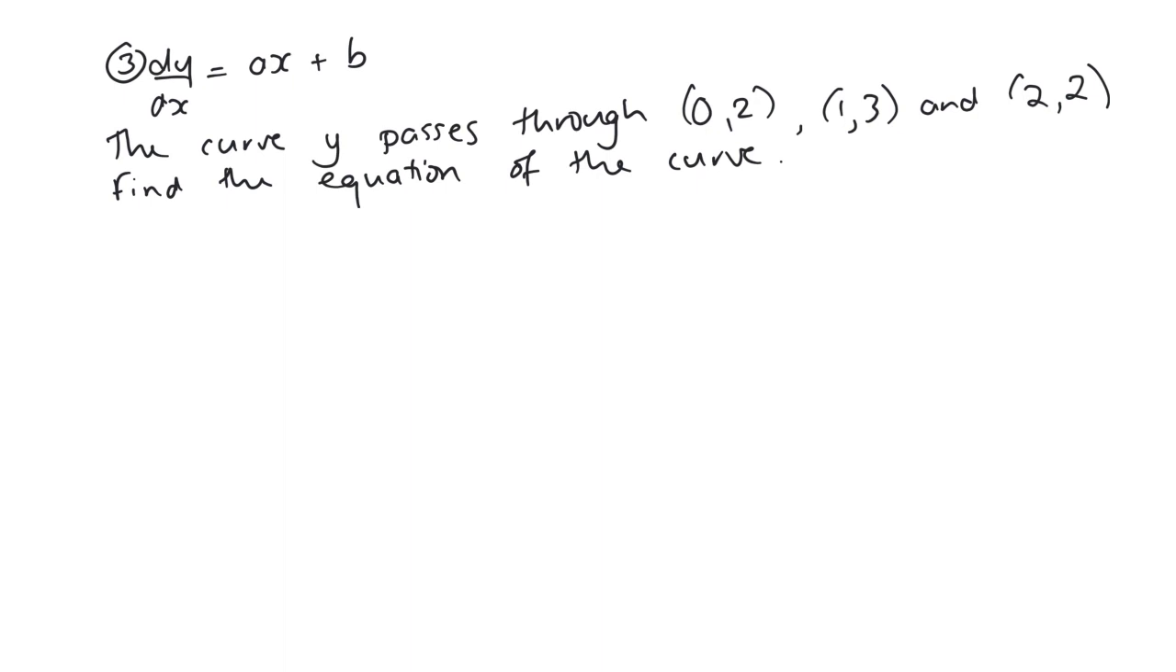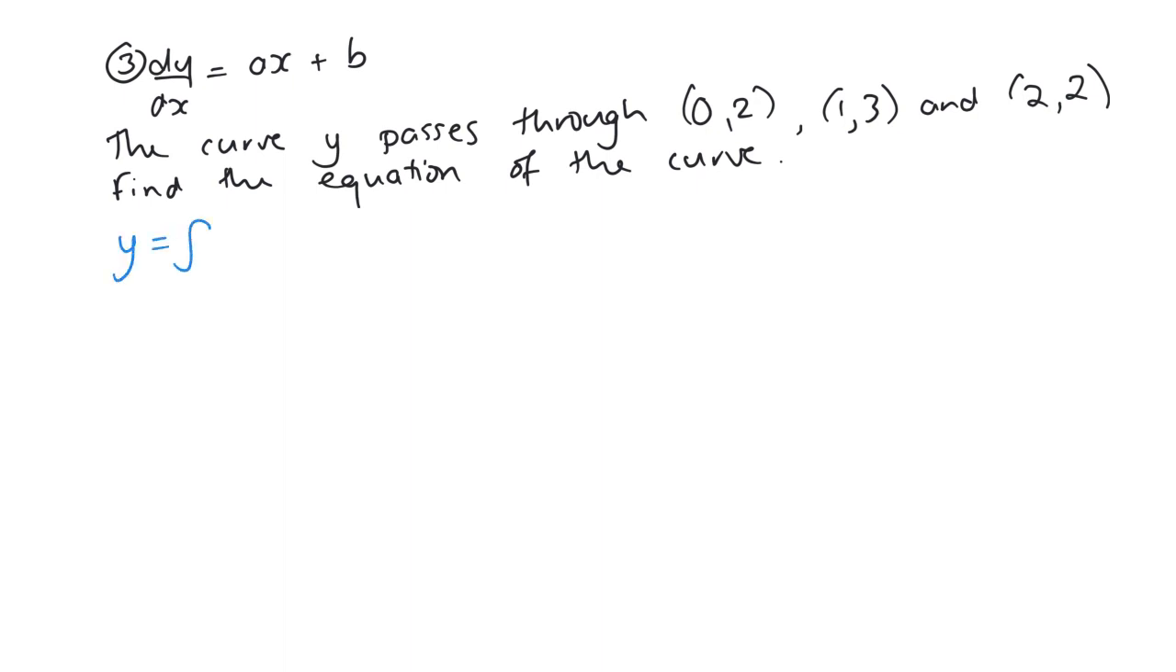Third one now, just slightly more complicated. dy by dx, a gradient function, equals ax plus b. And this time it tells us the curve y passes through these 3 points, (0, 2), (1, 3), and (2, 2). Find the equation of the curve. So we're going to need to find what a and b equal as well.